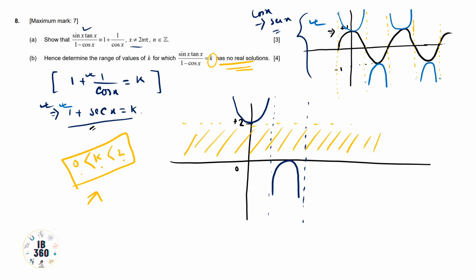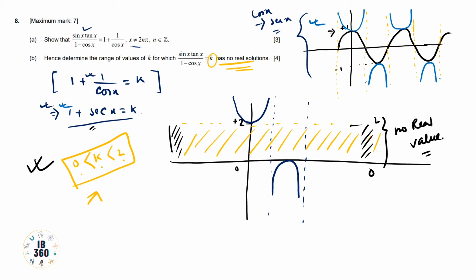You can see it from the graph here, only in this region, from 0 to 2, it has no real value. So in this way we have found the value of k, that is 0 less than k less than 2, the range of k for which sin x tan x divided by 1 minus cos x has no real solution. Okay, so this was the 8th problem.